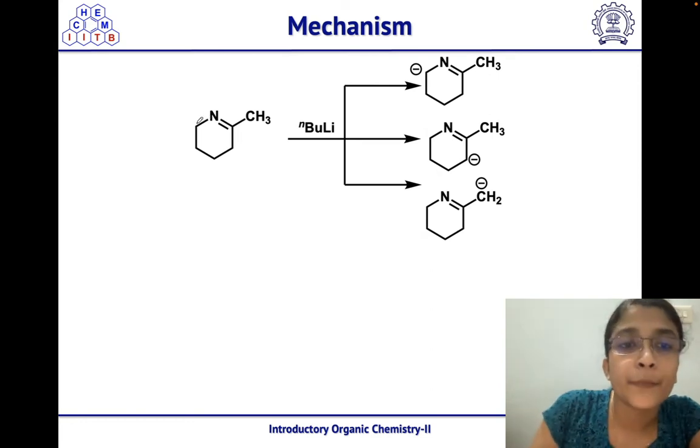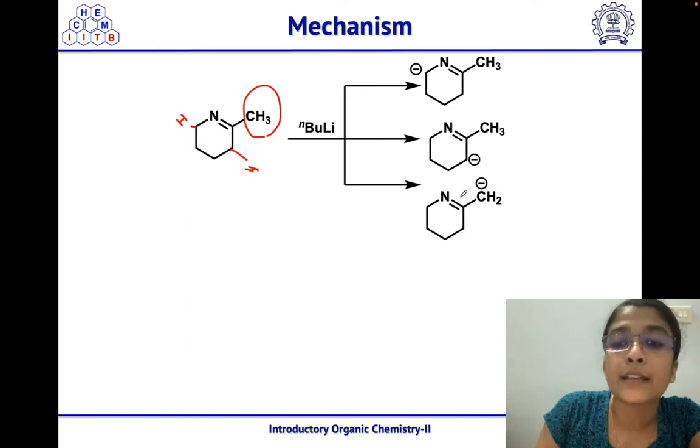So here there are three possibilities. Here this butyl lithium can abstract this proton, it can abstract this proton, or it can abstract a proton from this CH3. So it can generate an anion here upon abstracting a proton from this, and it can generate an anion here upon abstracting a proton from this, and it can generate an anion here upon abstracting a proton from this methyl group. So there are three possibilities.